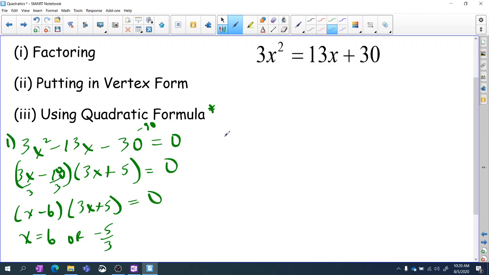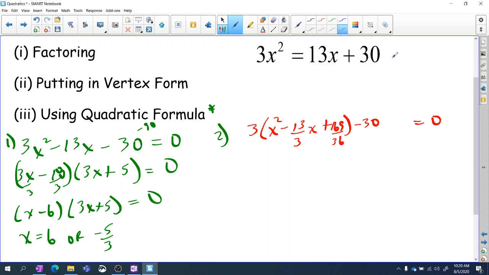Okay, number 2, let's go vertex form. So vertex form, I'll switch colors here and do this one in red. Okay, so this time you've got to factor out the 3, x squared. It doesn't go evenly into the middle one, so it's 13 over 3x plus, we've got to subtract 30 here, and equals 0 over there. Half of 13 over 3 is 13 over 6. Square that, we're going to get 169 over 36. That has to get multiplied by 3.